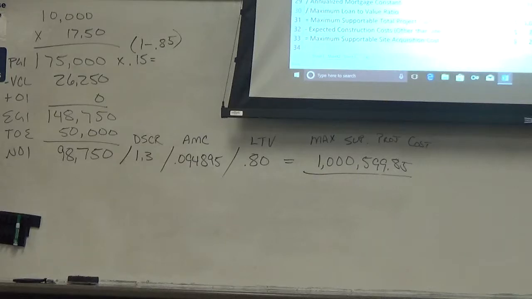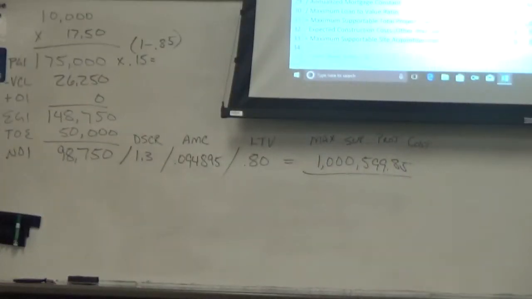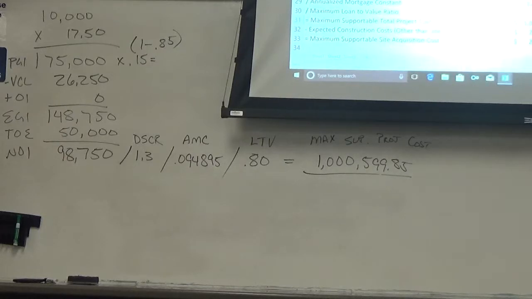Okay, so let's continue on with the logic. I think we've explained the logic pretty well about the debt service coverage ratio, the annualized mortgage constant, and the loan to value ratio. And so, once again, we get down to this number, the $1 million with some change. That represents the total amount that we could spend on this property, including land and construction costs. Does that make sense, everybody?